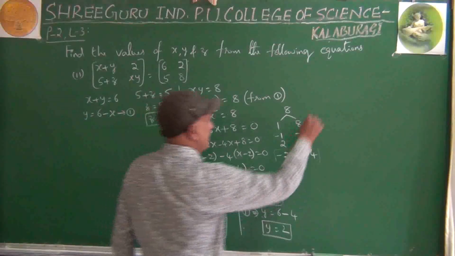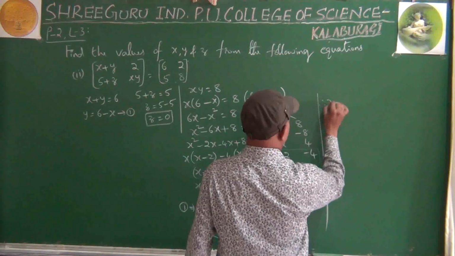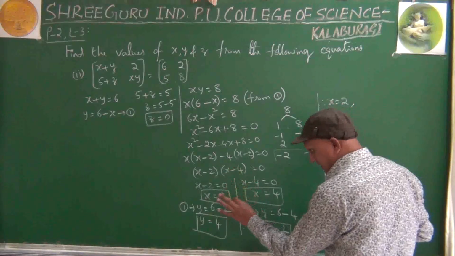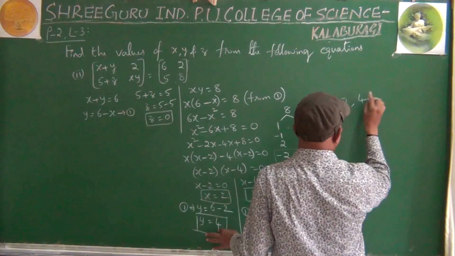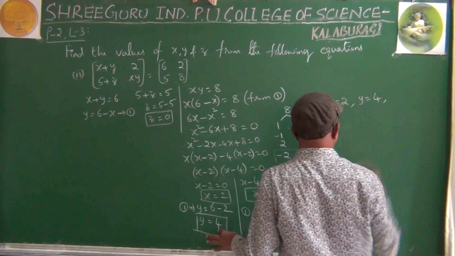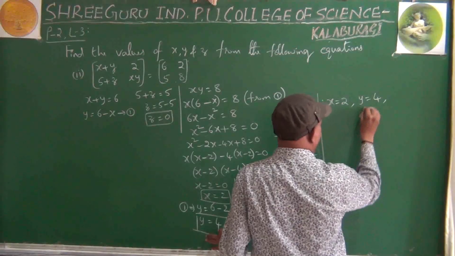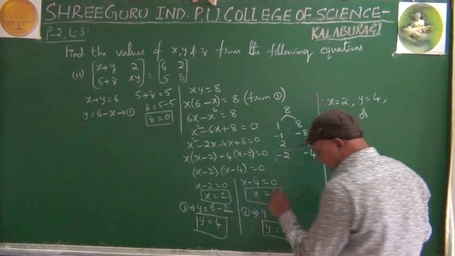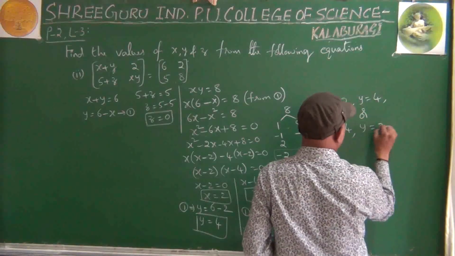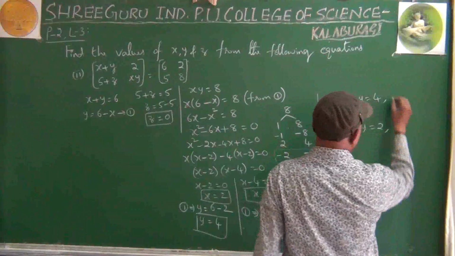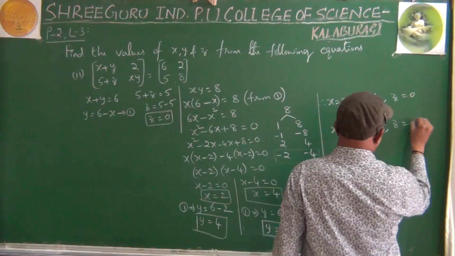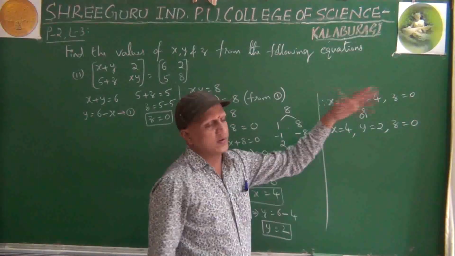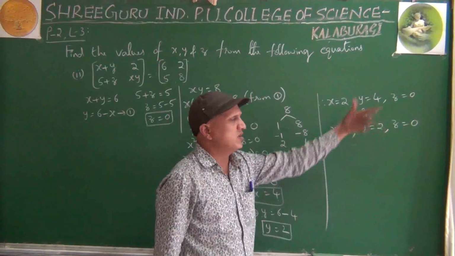How to write the final step? Therefore, x equal to 2, at that time y equal to 4. Or x equal to 4, at that time y equal to 2. At any time z equal to 0. X equal to 2, z equal to 0. X equal to 4, z equal to 0. Y equal to 4, z equal to 0. Y equal to 2, z equal to 0.